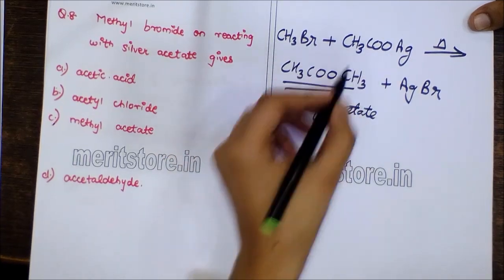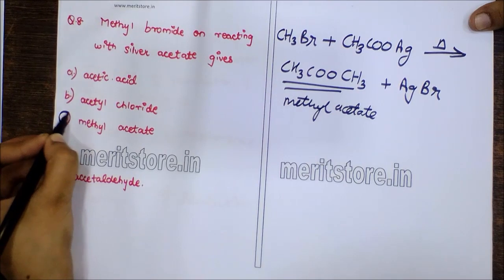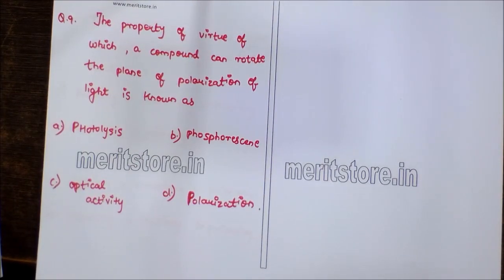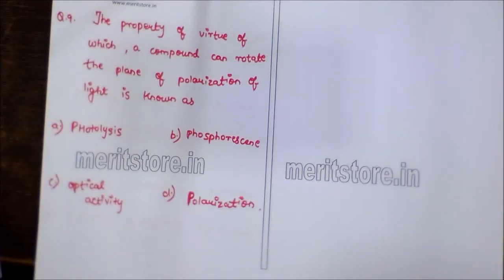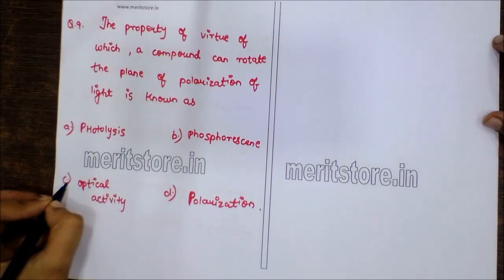So the reaction will be forming methyl acetate. So methyl acetate is option C. Option C is the correct answer. Question 9. The property by virtue of which a compound can rotate the plane of polarization of light is known as A. Photolysis, B. Photoscience, C. Optical activity, D. Polarization. The answer is option C.